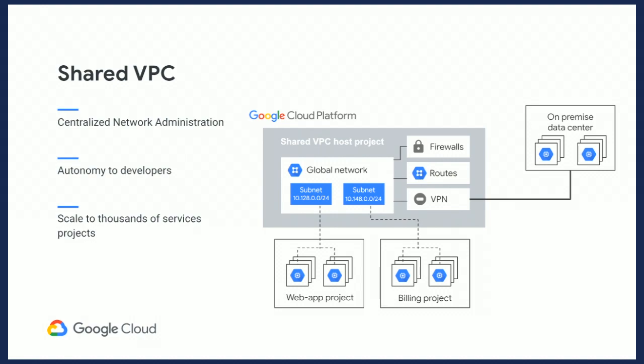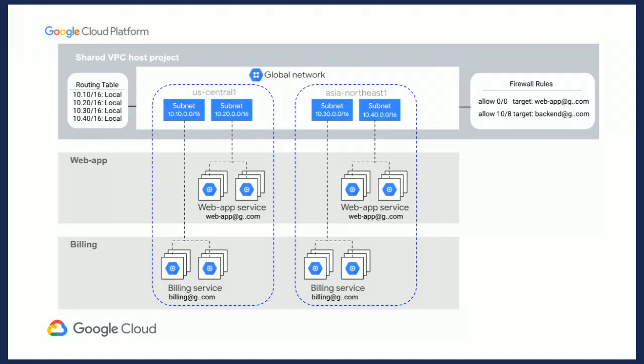So let's say you have a shared VPC setup where you would like to create in your organization two types of applications. One is an internet accessible application, which is a web app. And the other is an internal application. Here, the example is that it's a billing application, and you would like to have the web app service use the billing service internally. So with shared VPC, you can create a load balancer in your web app project.